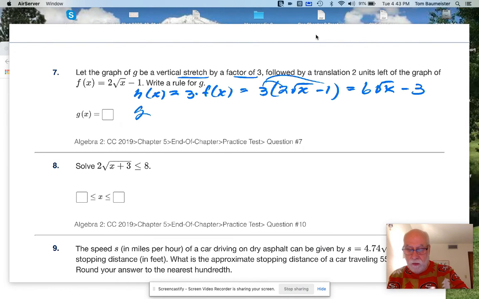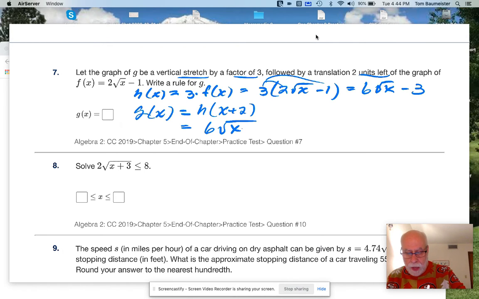Then the second part, it says followed, so that tells me I'm doing 2 things, followed by a translation 2 units left. So remember, left and right, I keep going inside x, outside y. Left and right, it attaches itself to the x. So we're going to take our h, we're going to have x, and we're going to add 2 to it. So wherever we see x in h of x, we're going to replace it with x plus 2 minus 3. And there's your answer.